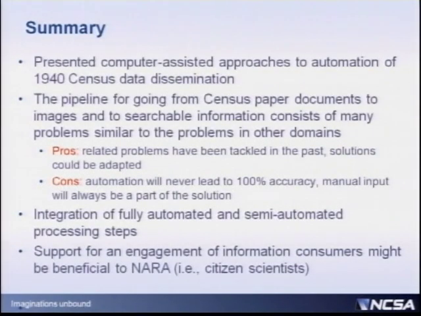Okay, summary. So I have shown some computer-assisted approaches to automation of 1940 census data dissemination and the pipeline, and there are several problems that are similar to the problems in other domains. And there are good things and bad things about it, because if they have been tackled in the past, perhaps this community could reuse the results and solutions and adapt them to the 1940 census. There are some cons, and the fact is, and we have to live with it, the automation will never lead to 100% accuracy.